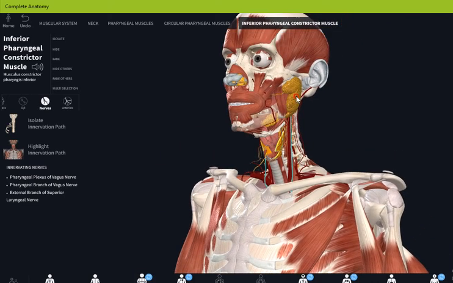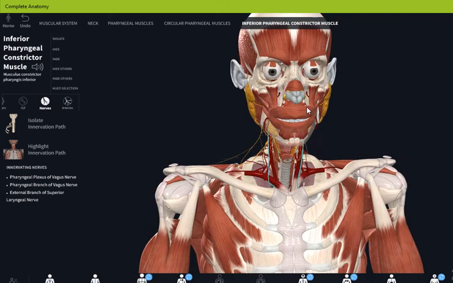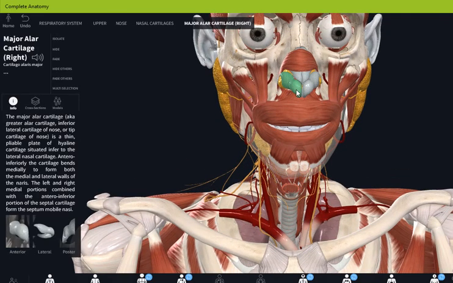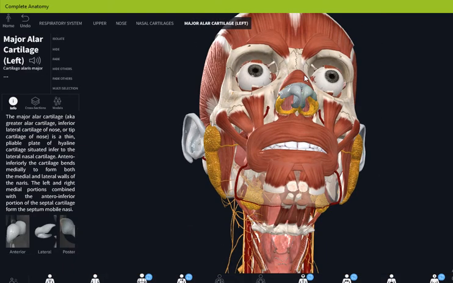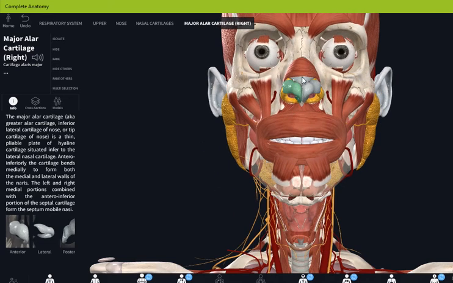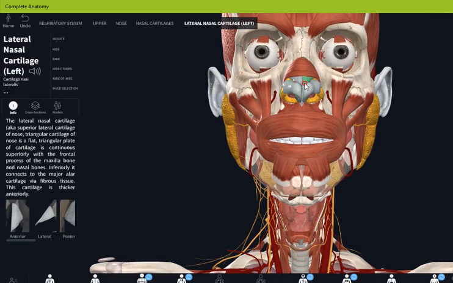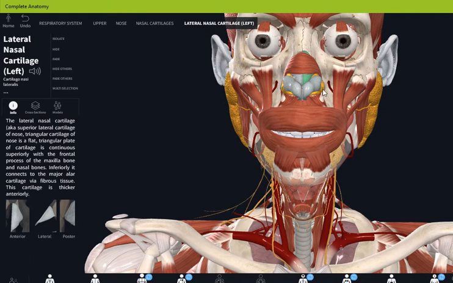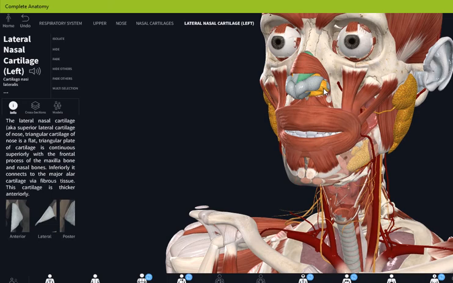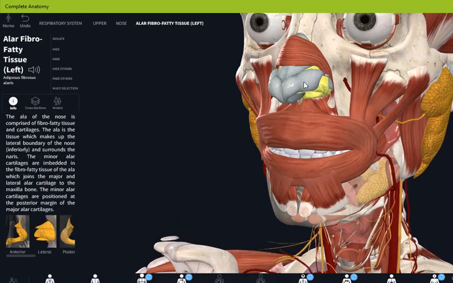Here we can see the parotid, and here we can see the anterior nerves. The anterior nerves comprise these cartilages here. This is a major ala, and there is a minor ala. The major ala has a central part, and we have the ala portion. We have a sulcus, the central sulcus of this ala portion. These other cartilages here are the lateral nasal cartilages, and laterally here are going to be the fibrofatty tissues.